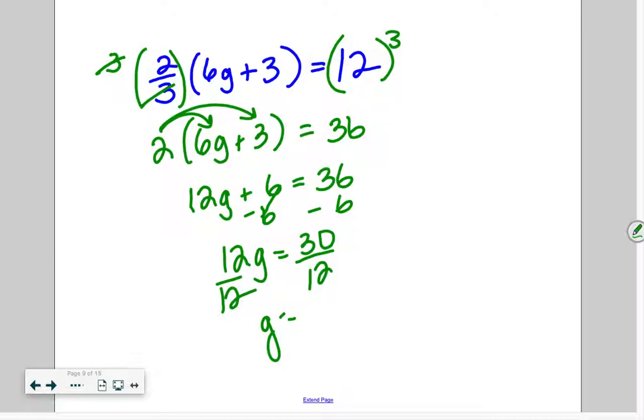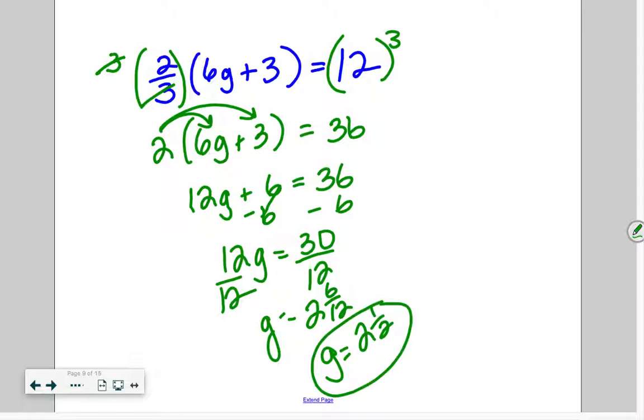12 goes into 30 how many times? 2. 2 times 12 is 24. 30 minus 24 over. So now change that. g is going to equal 2 and a half. So you may end up with a fraction again in your answer when it's all said and done.